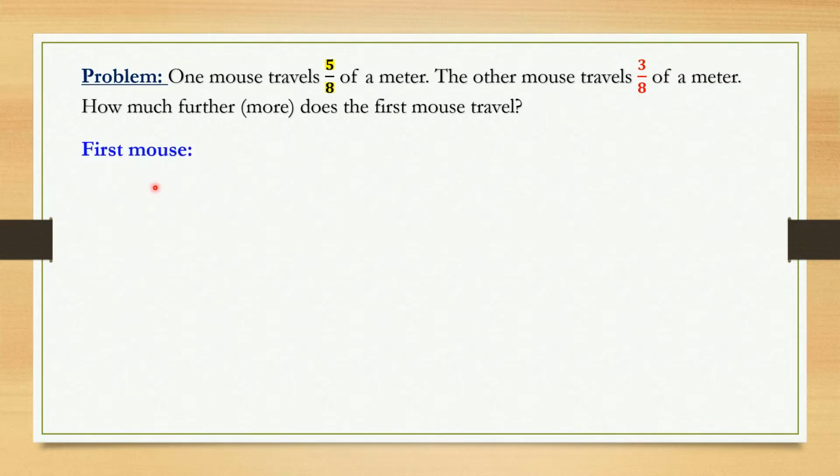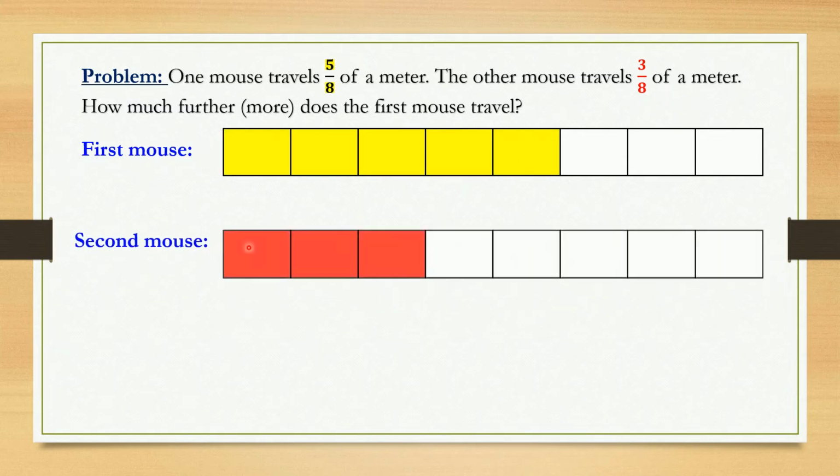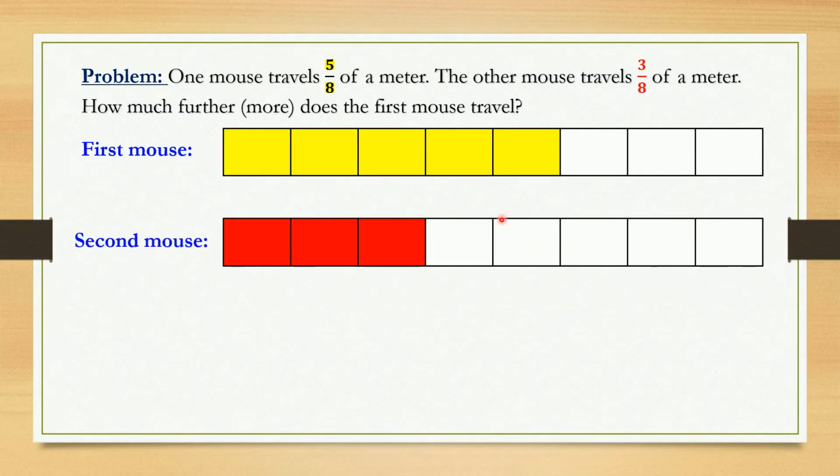So the first mouse travels 5 parts out of 8. Here I represented the 1 meter by using a rectangle that is divided into 8 equal parts, equal to the denominator. And we colored 5 parts out of 8, the number of parts that this mouse traveled, as if he traveled a distance of 5 parts out of 8 parts. Now the second mouse traveled 3 parts out of 8 parts.